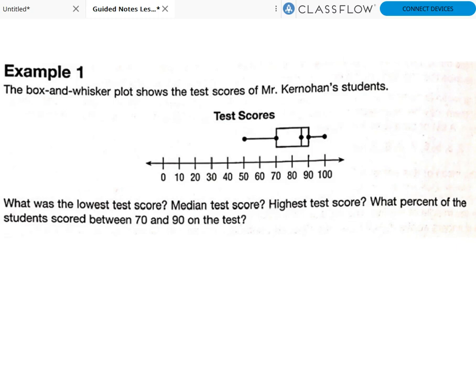Right, so the first thing we're going to look at, and we can label our parts, so we know that this is our min. We have our Q1 here. This is our median. I know it's kind of small. This is Q3 here, and this is our max. So to find the lowest test score, that's our minimum. So that appears to be a 50%.